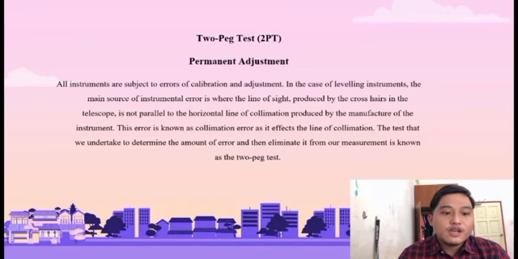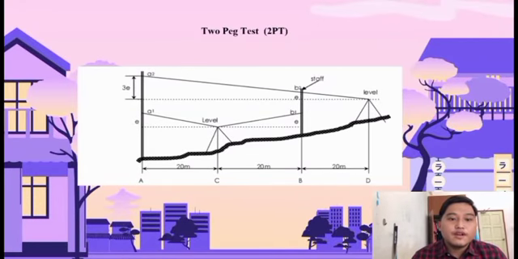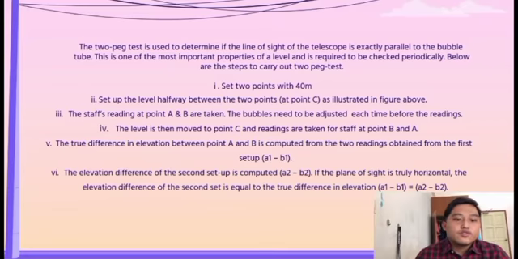The test that we undertake to determine the amount of error and then eliminate it from our measurement is known as the two-peg test. This is an example of the two-peg test, 2PT. The two-peg test is used to determine if the line of sight of the telescope is exactly parallel to the bubble tube. This is one of the most important properties of a level and ought to be checked periodically.